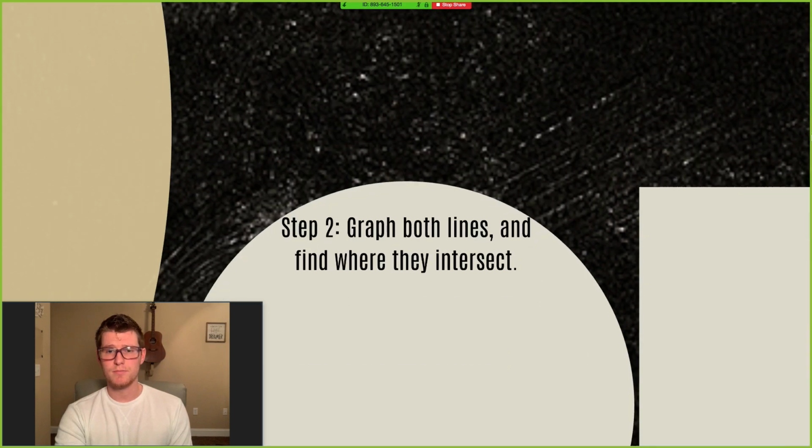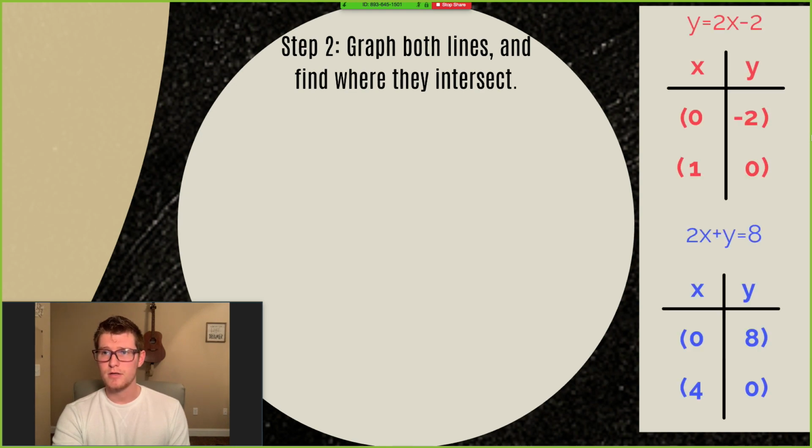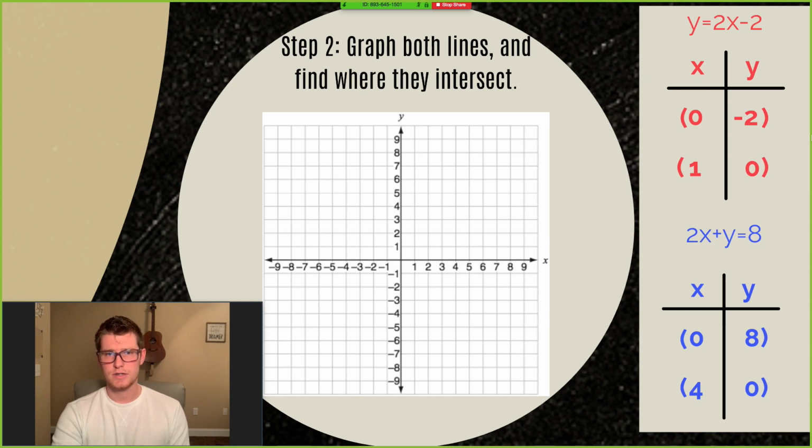So that's step 1. Step 2 is going to be to graph both lines and find the intersection, just like we've already talked about. So here are the t-charts that we created. Here's a coordinate plane. Let's go ahead and start graphing. First point for the red line is 0, negative 2. Remember, we go x, then y. So 0, negative 2 is going to be here. And then 1, 0, x, then y is going to be here.